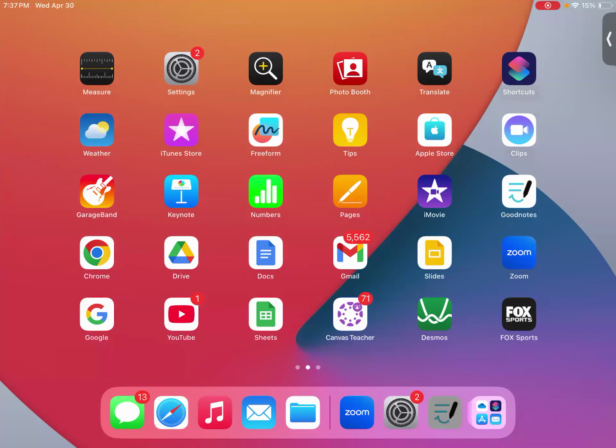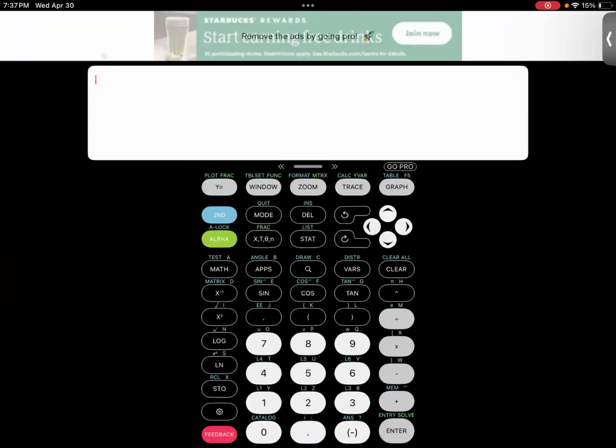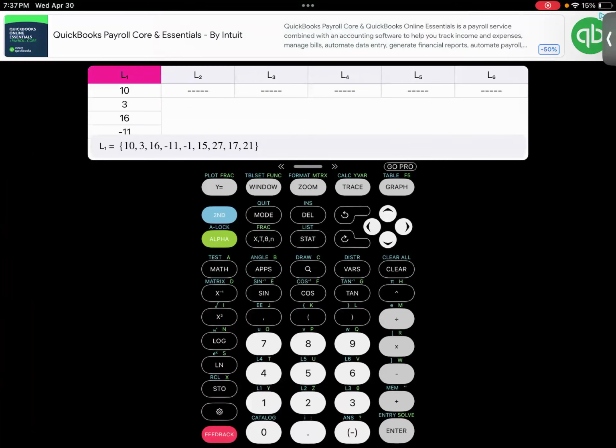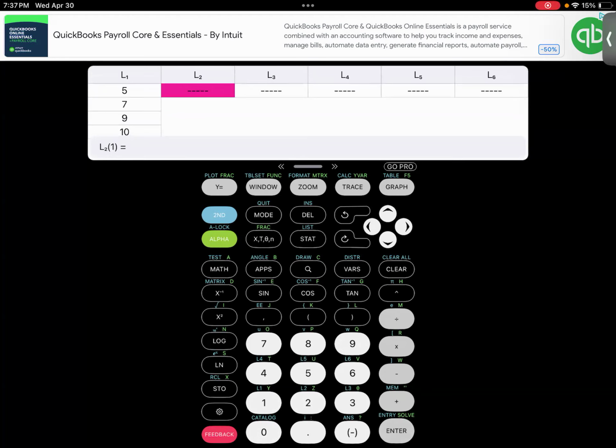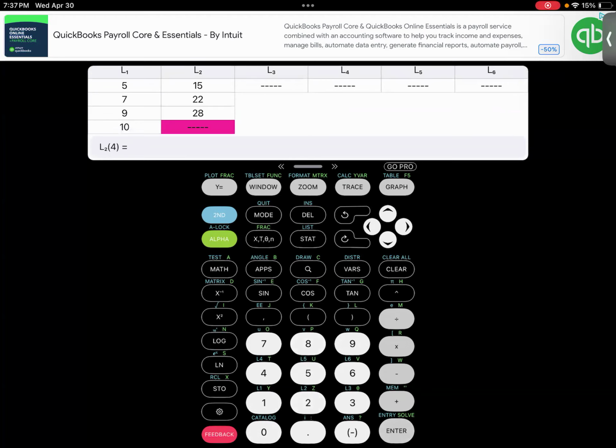So here we have the calculator. Let's go to stats, edit, and enter in a list. Make sure you're clearing out any other list you have. So 5, 7, 9, 10, 11, and 12. Now let's do list two. 15, 22 points, 28 points, 31, 33, and 36. Okay, now we put our data in the list.